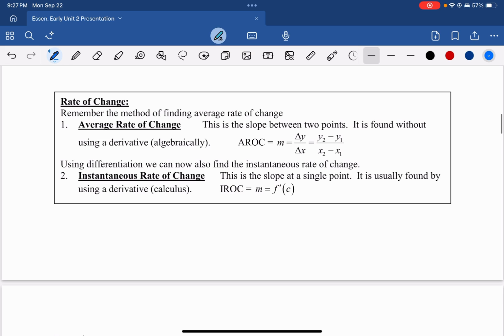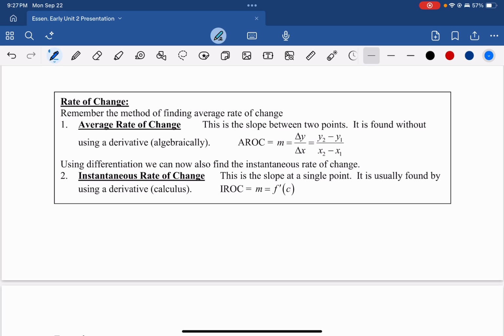Next, rate of change, right? We talked about rate of change, we can look at the average rate of change, which is the slope between 2 points, and it's found without using a derivative. So using our algebra, something you've learned as soon as you start looking at lines. It's essentially that rise over run, right? So the average rate of change equals our slope, which equals the change in y over the change in x, or my y2 minus y1 over my x2 minus x1.